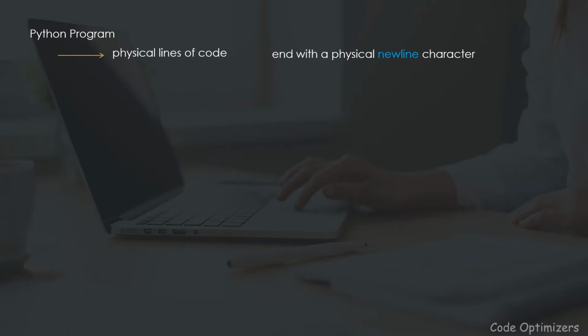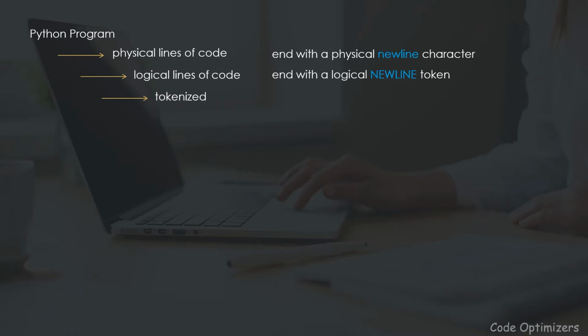Now this code passes through the Python compiler, and it combines certain lines to make up a logical line of code, and this logical line ends with the logical newline token. Our logical lines of code are then tokenized so that the Python interpreter can know what our code is trying to do, and then it executes on our computer.